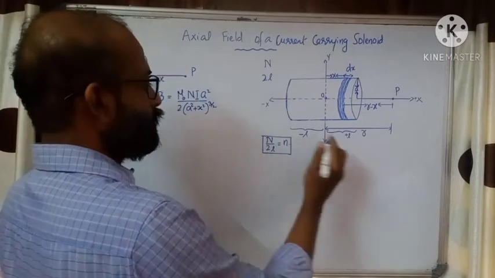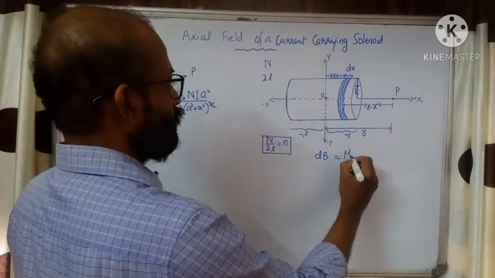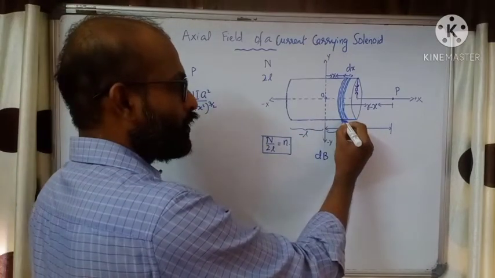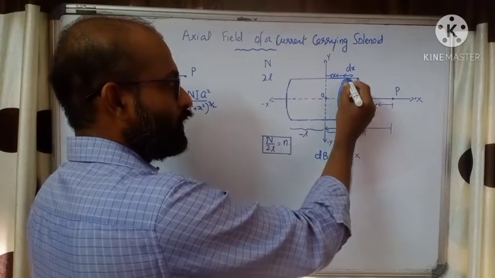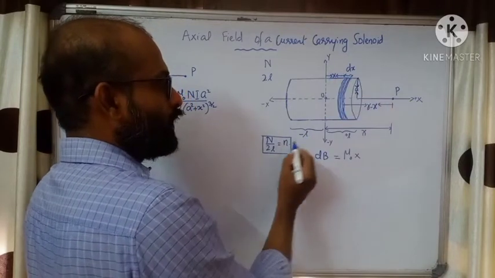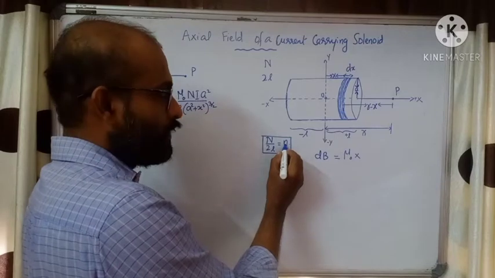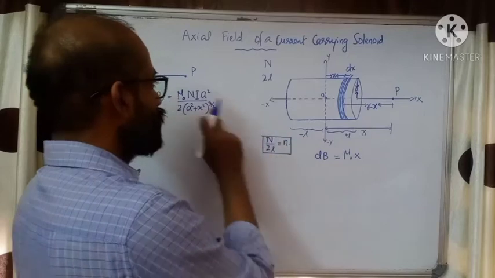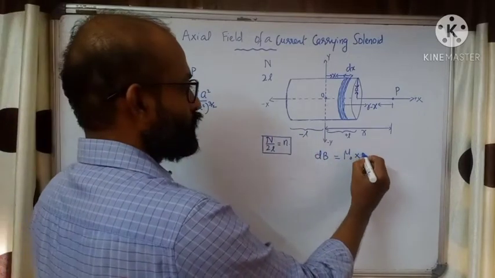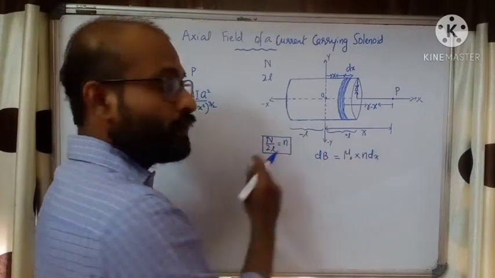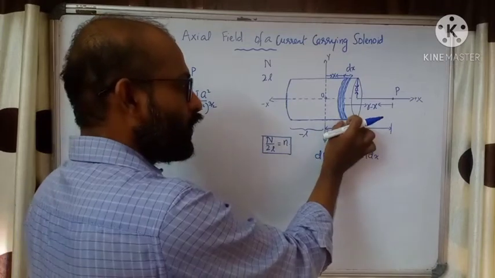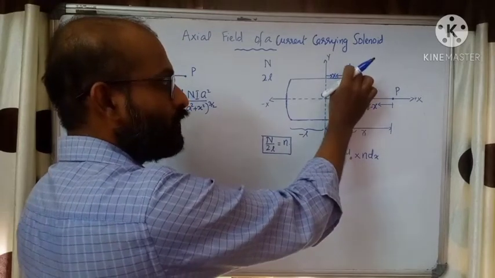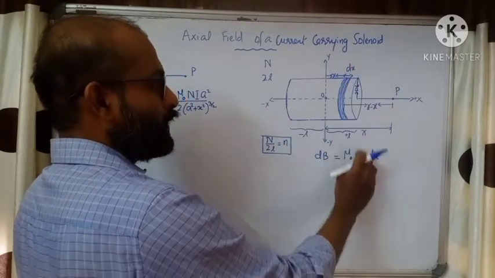Just comparing this, mu 0 n, where n is the number of turns. We need the number of turns within this coil. The width of the coil is dx. Number of turns per length is n. So in a length dx, how many turns will be there? n into dx turns. So instead of the number of turns, we will use n into dx. We need the number of turns within this region of the coil. The region has a width dx, so n into dx will be the number of turns.